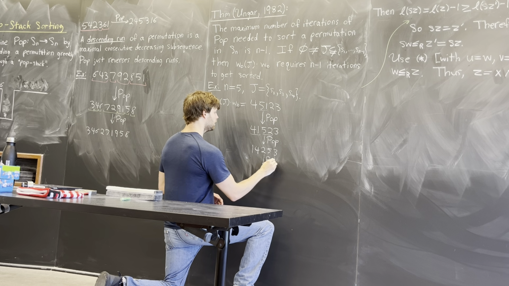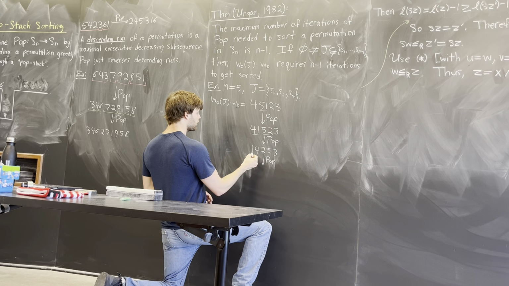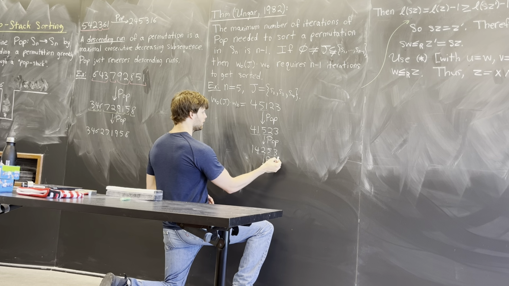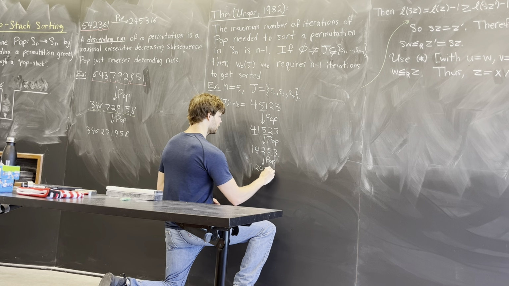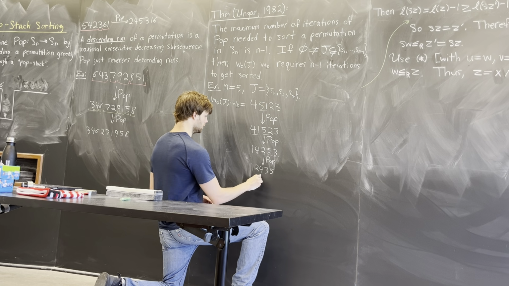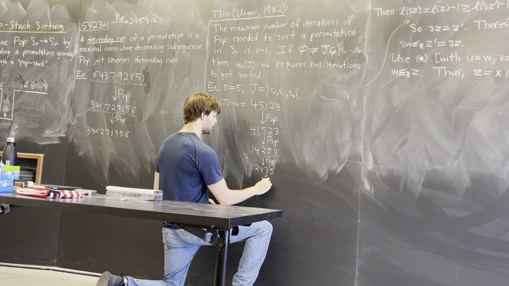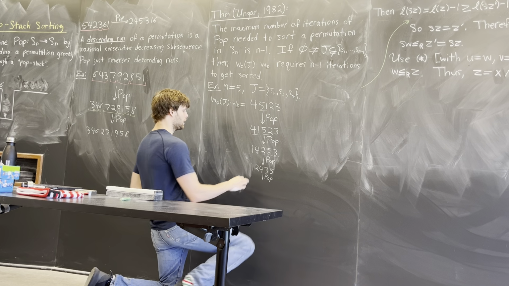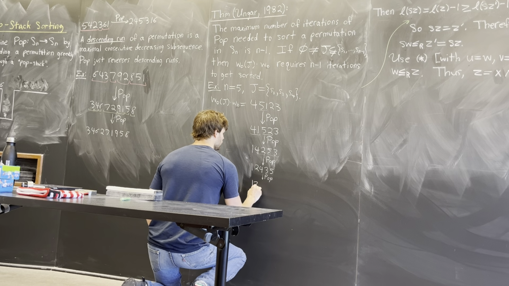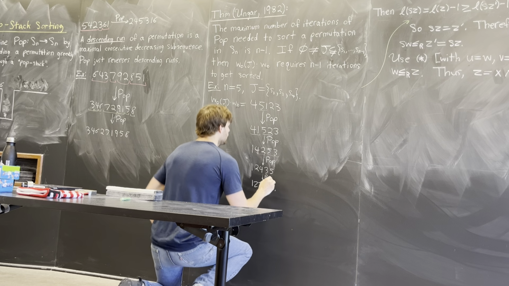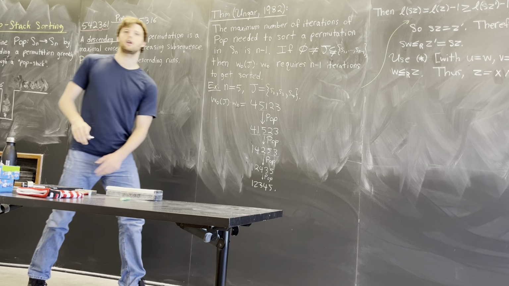If I do pop again, the descending runs are the 1, the 4, 2, and the 5, 3. So I get 1, 2, 4, 3, 5. And then finally, if I do pop one more time, the only non-trivial descending run is 4, 3, so that gets reversed and I get 1, 2, 3, 4, 5. So it took 4 iterations, which is n-1.